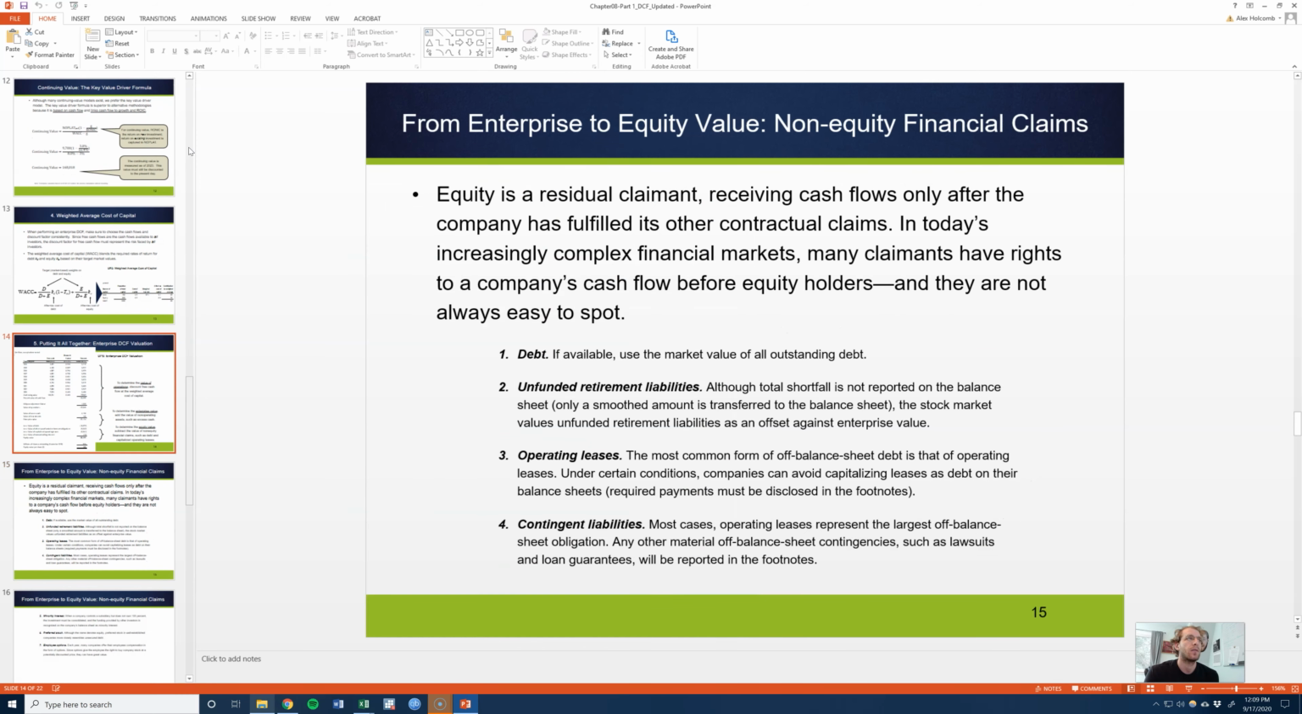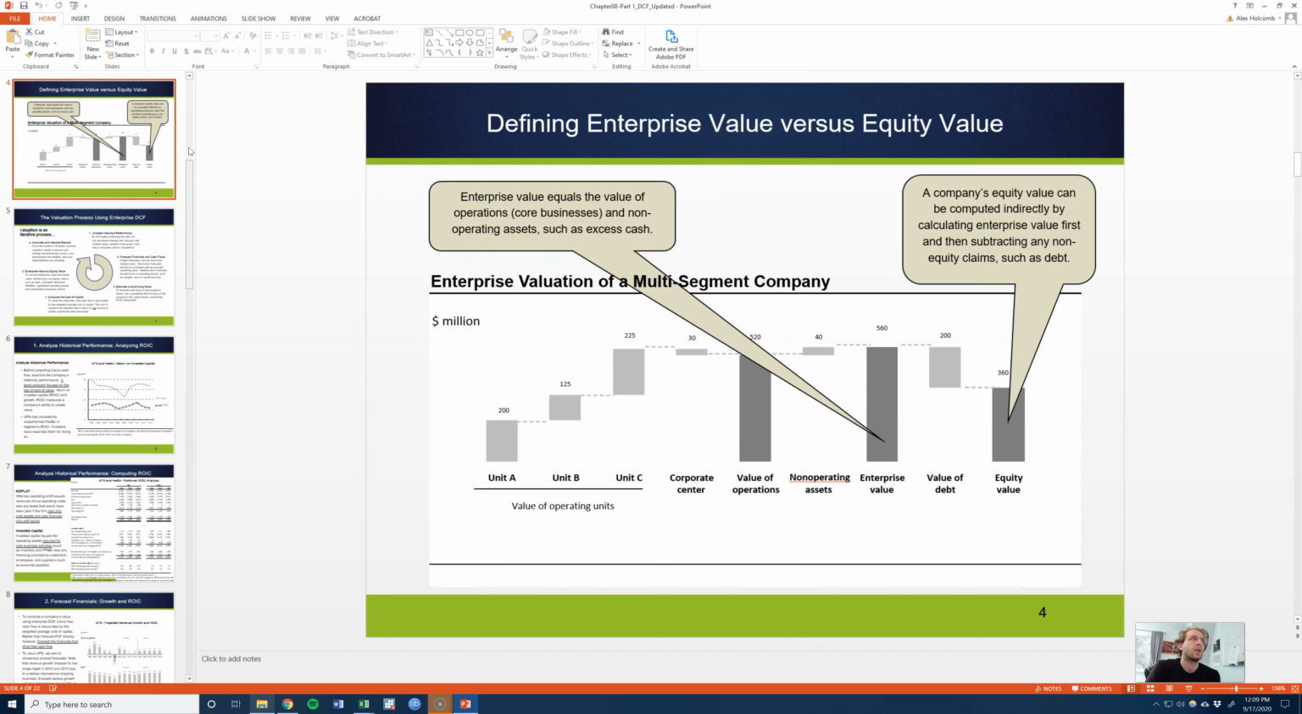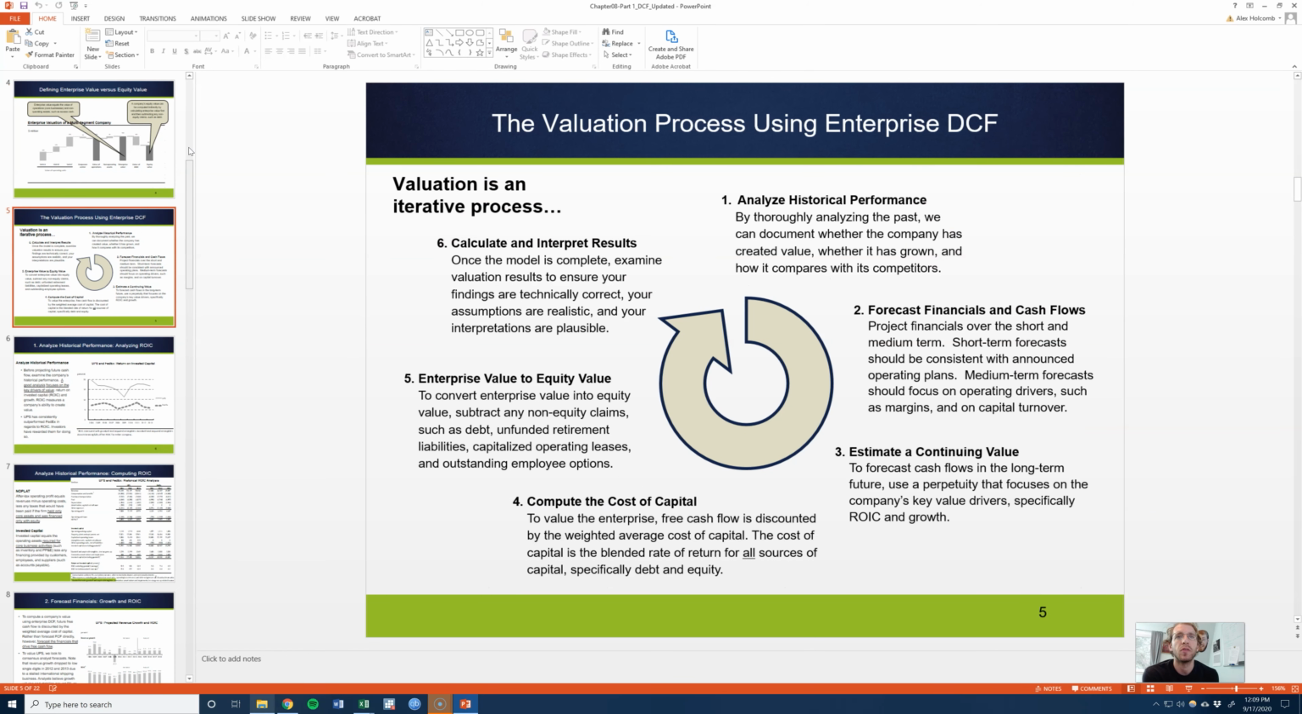So I just want to give you a sort of picture. Or maybe not a picture. I want to show you the mechanics of how we move through these steps, right? And so I want this video to be broken up into these steps in general. So we'll start with part one, which is analyzing the historical performance of the firm.